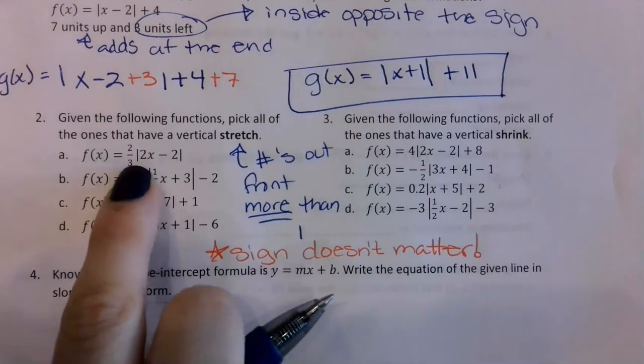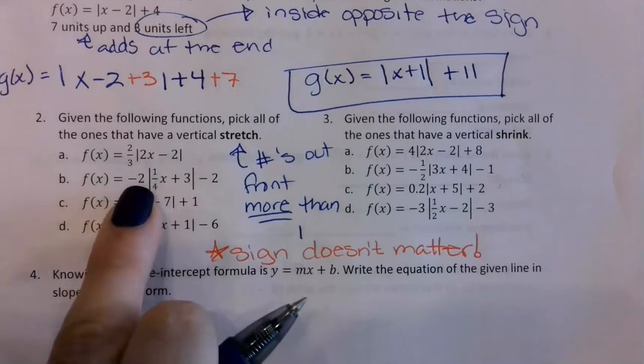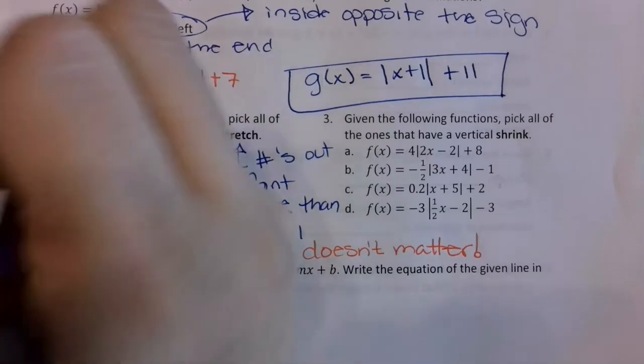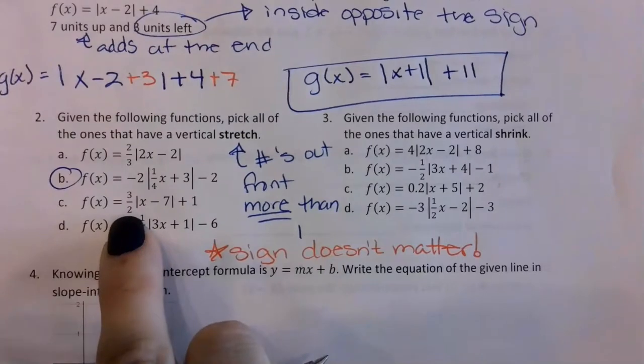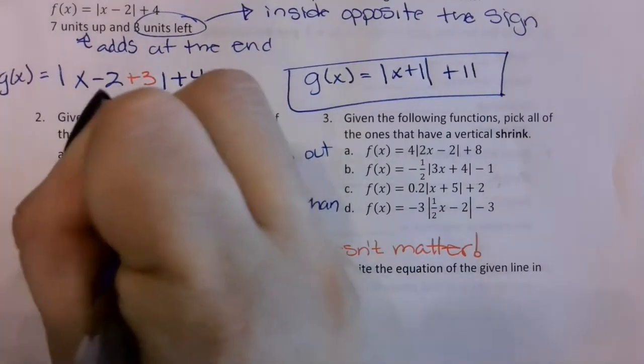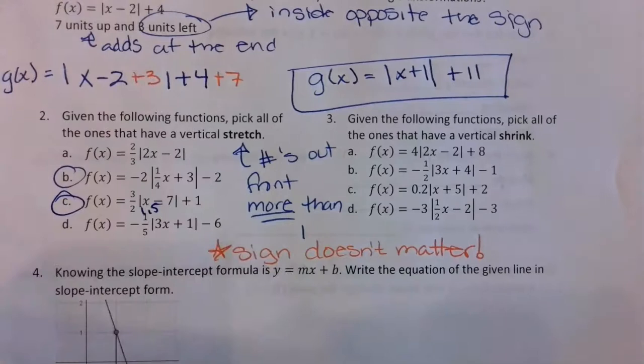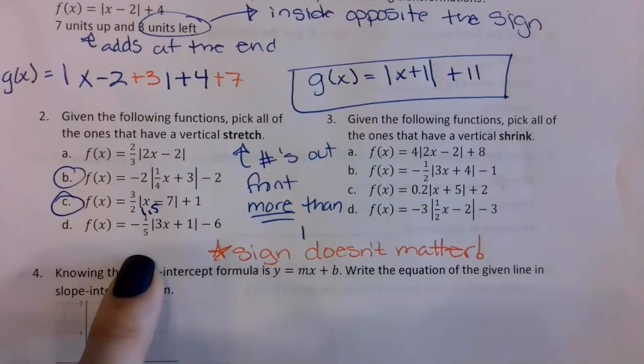Okay, so 2/3 is not more than 1. Negative, or just regular 2 is more than 1. 3/2 is the same thing as 1.5, more than 1. 1/5, less than 1, not more than 1.